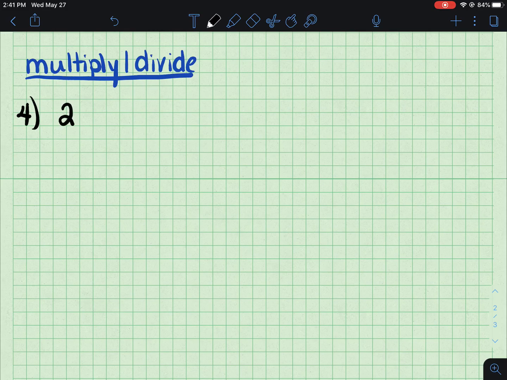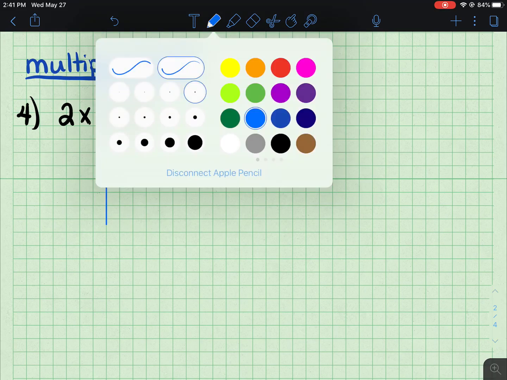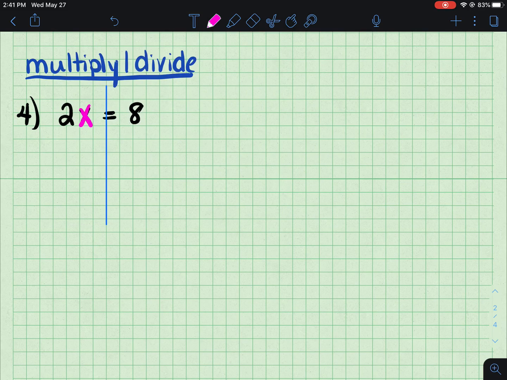Okay, if we have 2x equals 8, first thing I'm going to do is draw my line so I know which side is which. I'm going to ask myself the question, what wants to be alone? In this case, what wants to be alone is the x. Now, what is crowding the x and what's the operation? I'm going to write this over here just so we remember. What is crowding the x, and don't forget to tell me the operation.